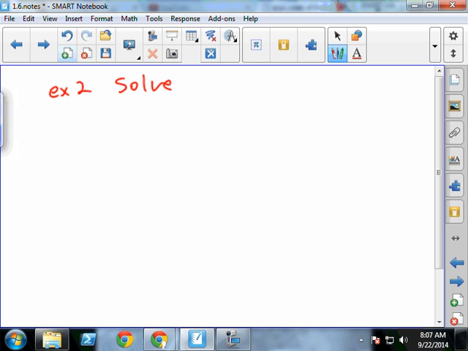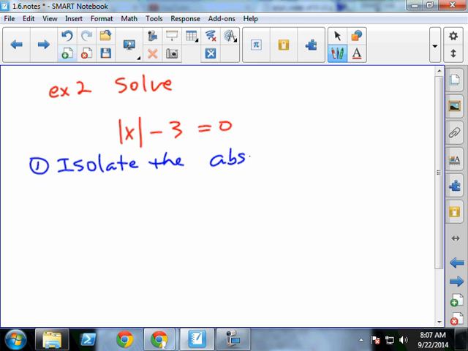Solve the absolute value of x minus 3 equals 0. So anytime you have more stuff, there's a great rule of thumb. Step 1, anytime you're solving an absolute value equation, isolate the absolute value quantity. What do you mean the absolute value quantity? In this case, the absolute value of x minus 3. Get that stuff all by itself before you do anything else. Before you do anything else.